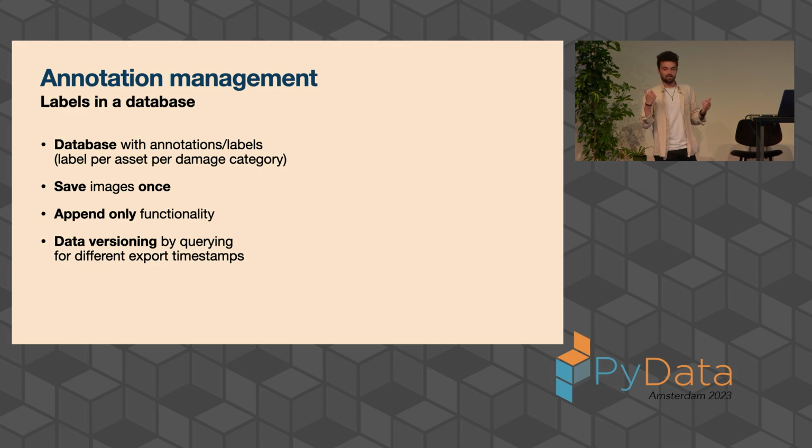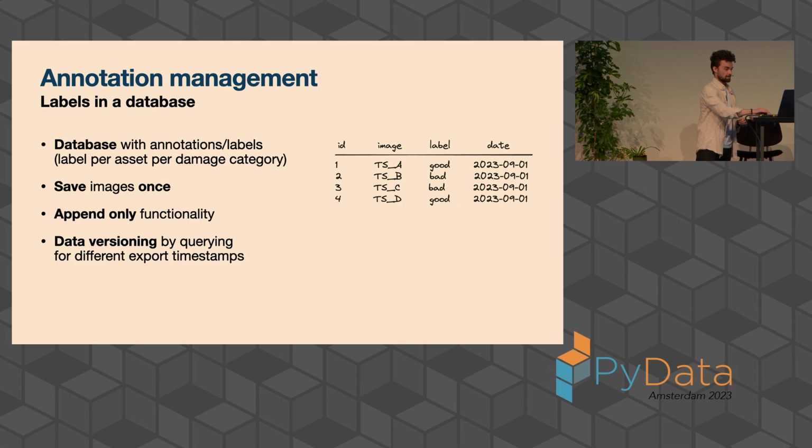And we created an append-only functionality. That means that we can create more labels for the same image if the label actually changes. If we made a mistake in the training set and we see that after we do our validation, we can retroactively add another label and use the latest one. And that's how we enable data versioning, by querying this database and saying, hey, I want the dataset as it looked on this specific date. That means it looks a bit like this.